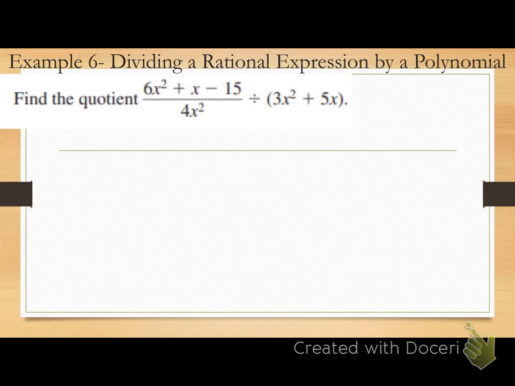This is my last example for the day. Last one. Okay? Find the quotient. 6x squared plus x minus 15 over 4x squared divided by 3x squared plus 5x. So I'm dividing a rational expression by a polynomial. What am I going to do here? Put that over 1. Put my polynomial over 1. That helps me make it a rational expression. So that way I have something to flip. Right? Because my first one when I'm dividing has to stay the same.